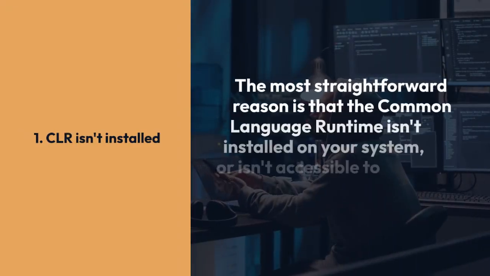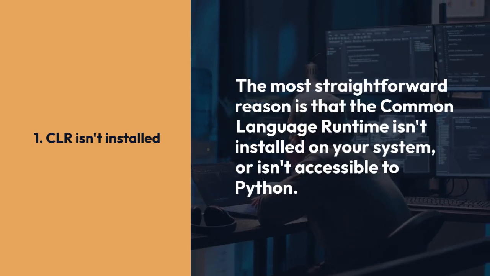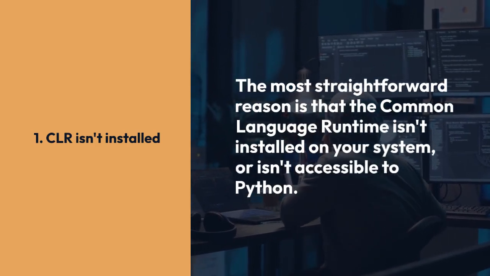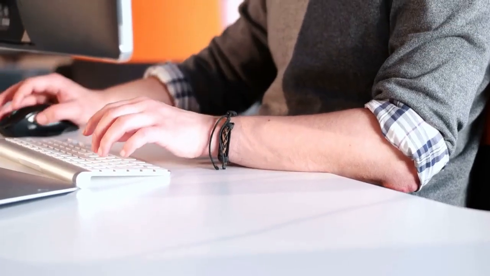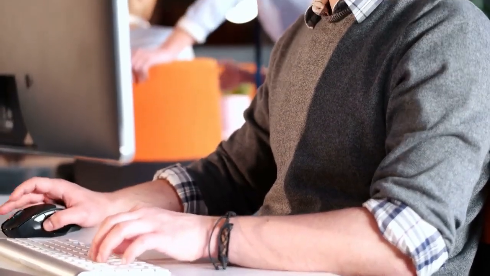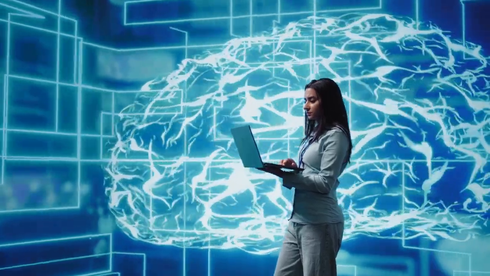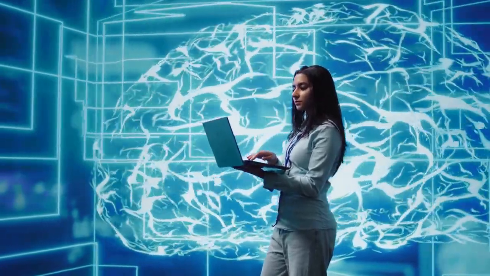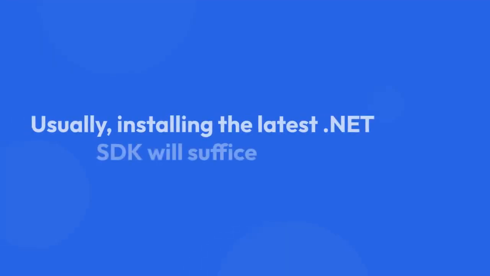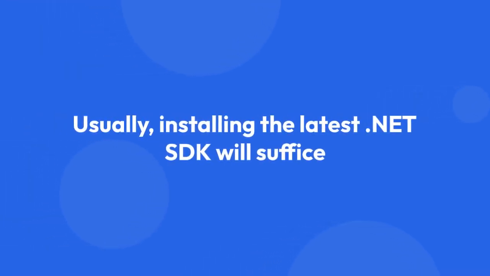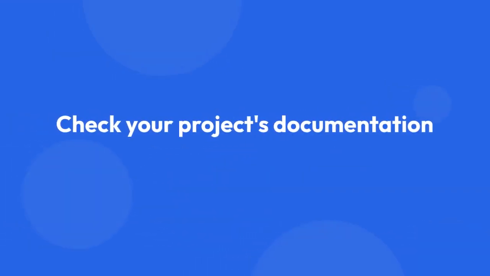1. CLR isn't installed. The most straightforward reason is that the Common Language Runtime isn't installed on your system, or isn't accessible to Python. This is common if you're on a non-Windows system or if .NET isn't properly configured. To fix this, you need to install the appropriate .NET framework version. The specific version needed depends on your project and what libraries you are using that need CLR interactions. Usually, installing the latest .NET SDK will suffice, but some older libraries might need a specific older version. Check your project's documentation for exact requirements.